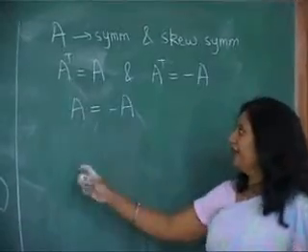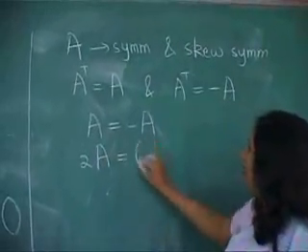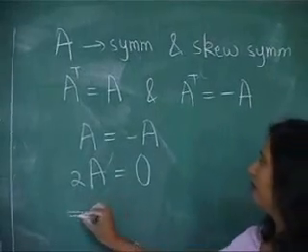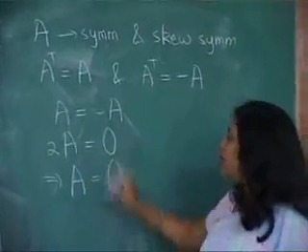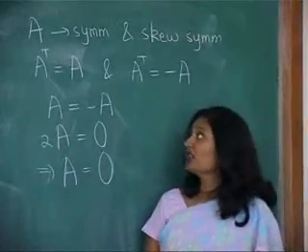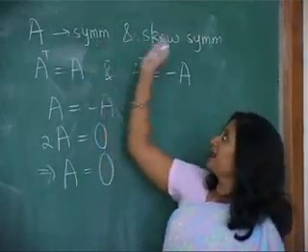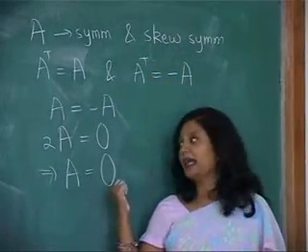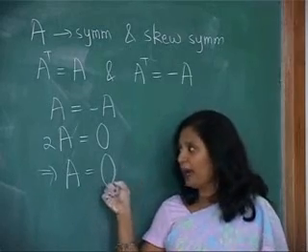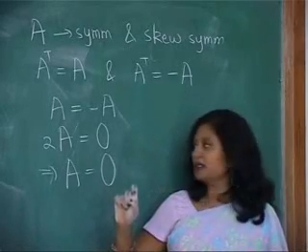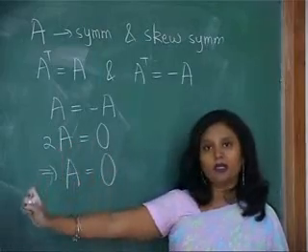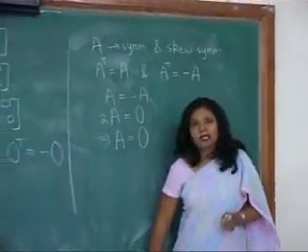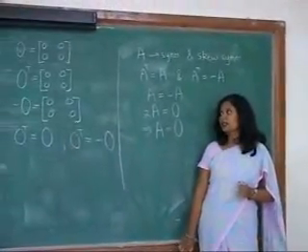If I bring this to the left, I'll get 2 times A equal to the zero matrix, and 2 surely cannot be 0. That means A has to be the zero matrix. So this tells us that if any matrix is symmetric and skew symmetric, it has to be the zero matrix and nothing else. So the zero matrix is the only matrix which is both symmetric as well as skew symmetric. So that's regarding symmetric and skew symmetric matrices.